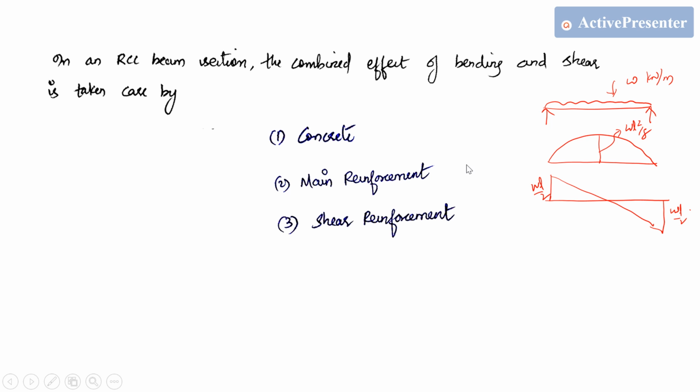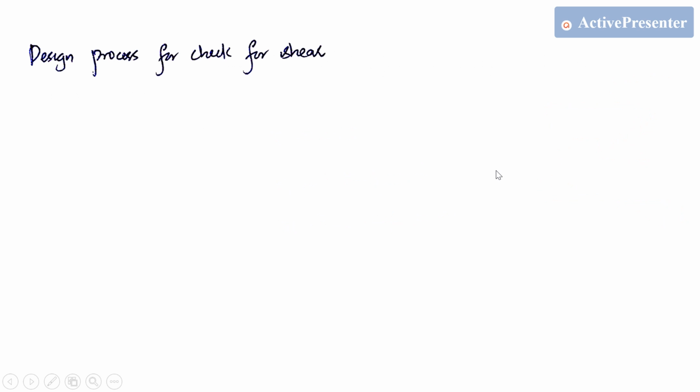be providing the shear reinforcement. That is, the combined effect of bending and shear will be taken by these three: the concrete which is present, the main reinforcement which we are providing for flexure, and the shear reinforcement which we are providing in addition to take the effect of shear. That is, the combined effect of bending and shear will be taken by these three elements in a reinforced section.